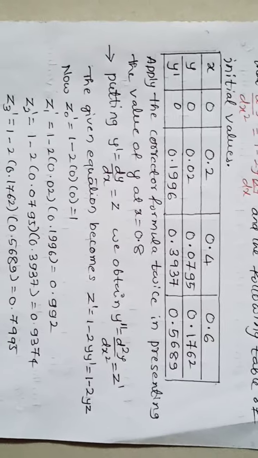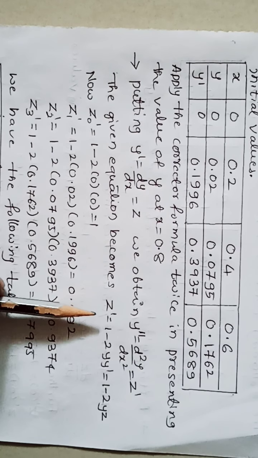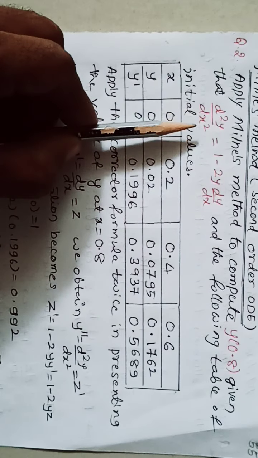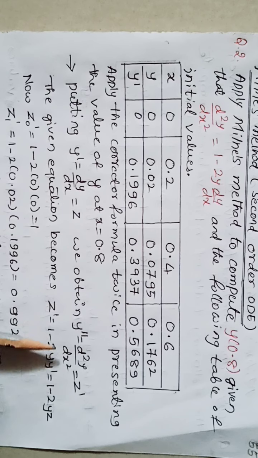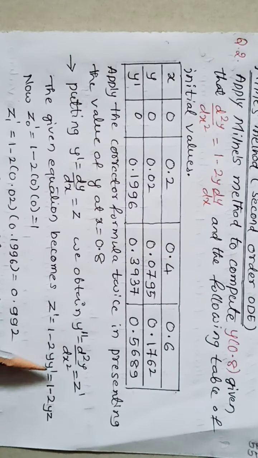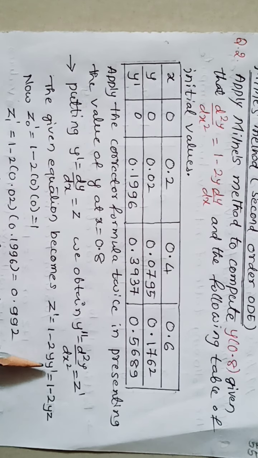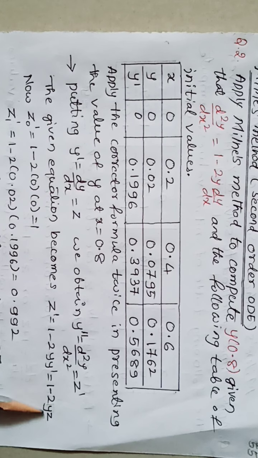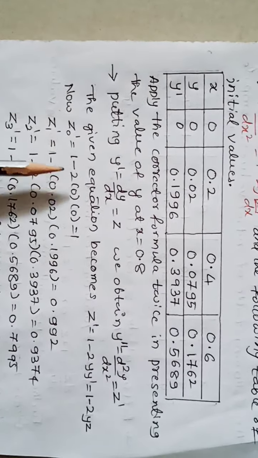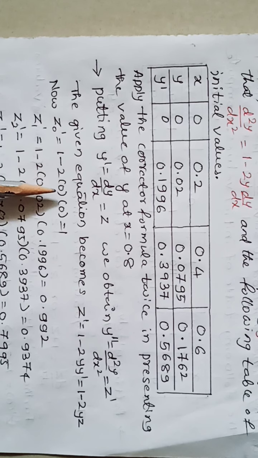The given equation becomes z dash is equal to 1 minus 2y and dy by dx means y dash. This is equal to 1 minus 2y and y dash means z. That means z dash is equal to 1 minus 2yz. Now z naught dash is equal to 1 minus 2 y naught z naught.